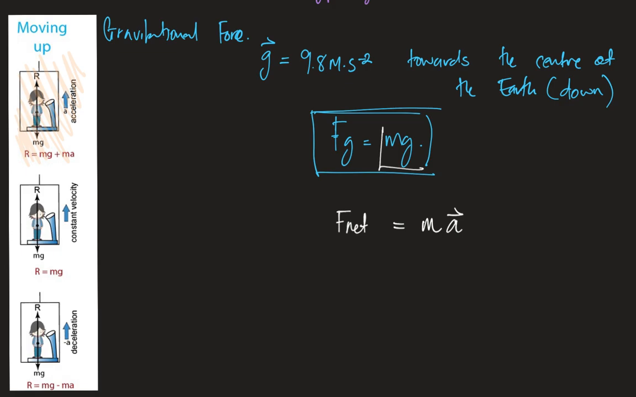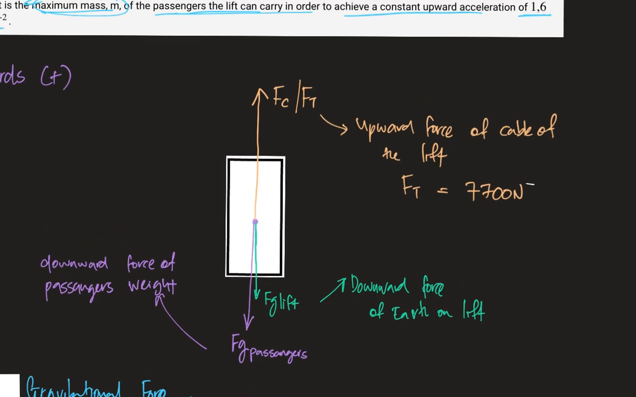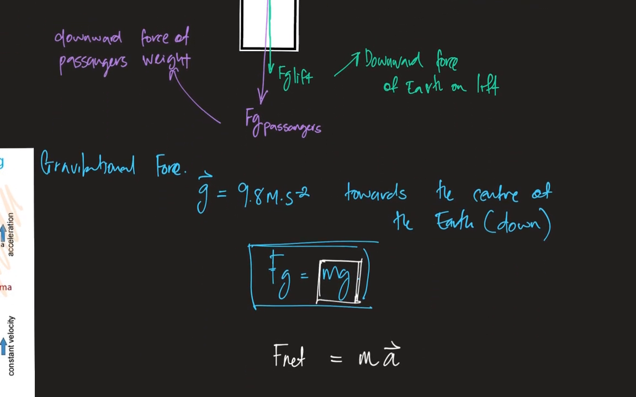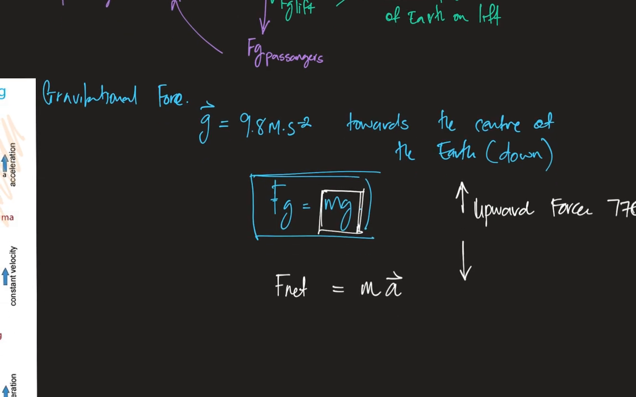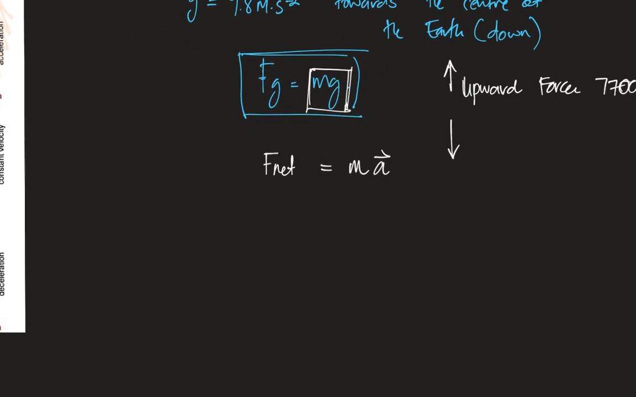That's the first thing. I also know that I have upwards and downward forces. So let's have a look at that. In my upward direction, in terms of an upward force, I've got 7,700 newtons going this way. But for my downward force, I have 2 things. I have Fg lift and Fg passengers. So I've got mg for the lift and I've got mg for the passengers.